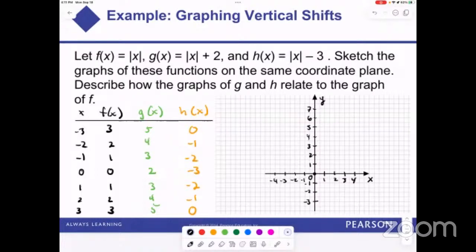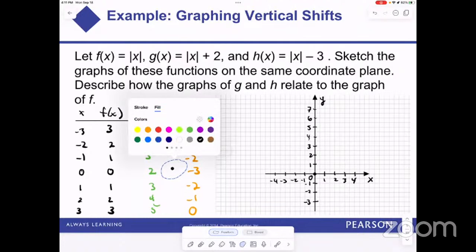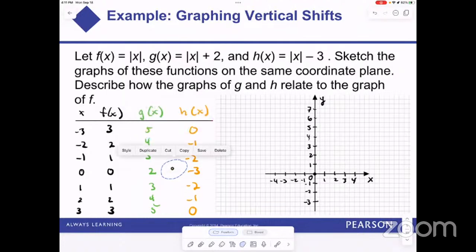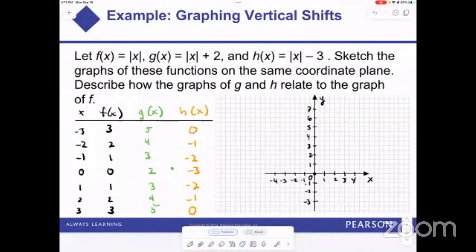Can I paste? Nice, okay. Style, green. Okay. Oh, well, we're not there yet.